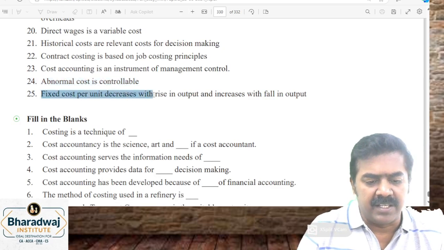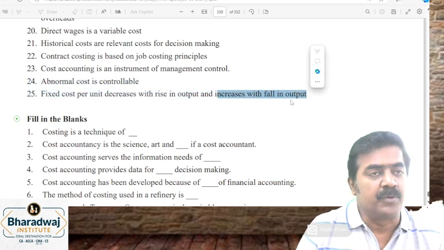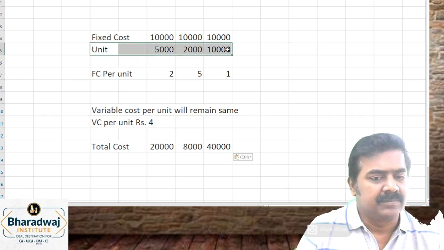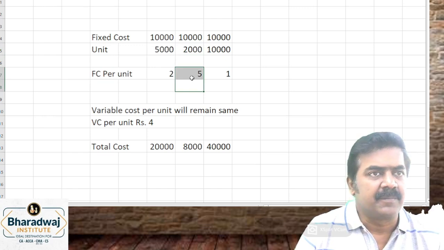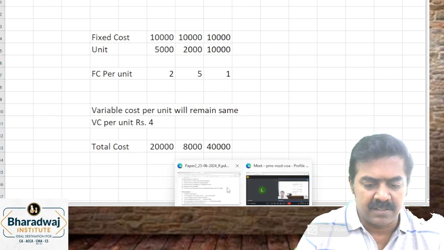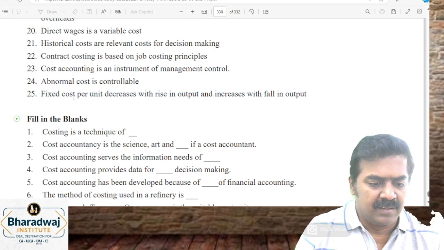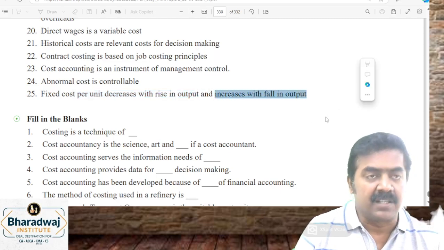Fixed cost per unit decreases when output increases and increases when output falls. This example we have done already. Look at the cost per unit. Fixed cost is 10,000 when output is 5,000. What is the per unit cost? 2 rupees. When output decreases, per unit fixed cost increases. When output increases, per unit fixed cost decreases. True or false? True.